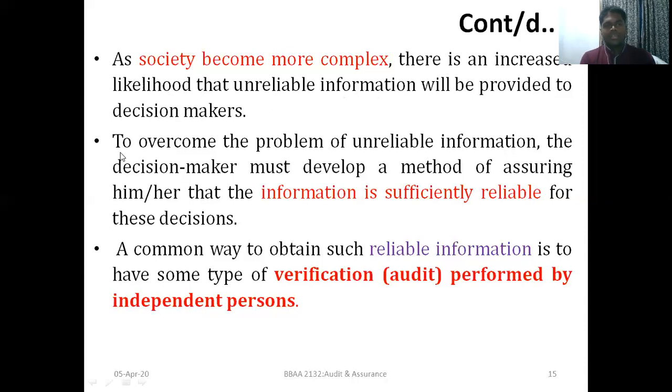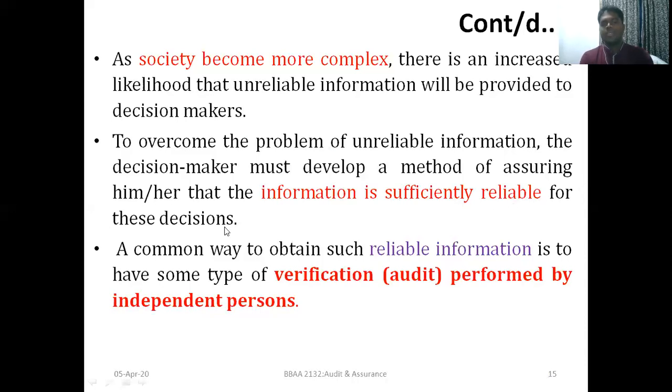The next point says, to overcome the problem of unreliable information. In order to avoid this problem, the decision maker must develop a method of assuring himself or herself that the information is sufficiently reliable for this decision.